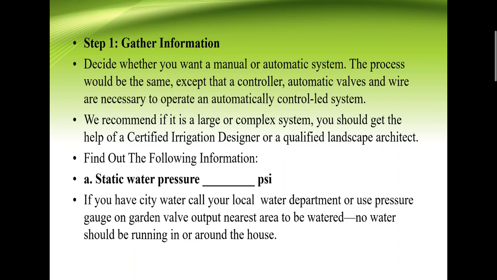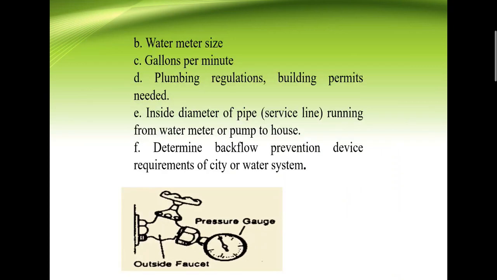Find out the following information. A. Static water pressure. If you have city water, call your local water department or use a pressure gauge on the garden valve outlet nearest the area to be watered. No water should be running in or around the house. B. Water meter. Check the meter or call the local water department. And C. Gallons per minute.